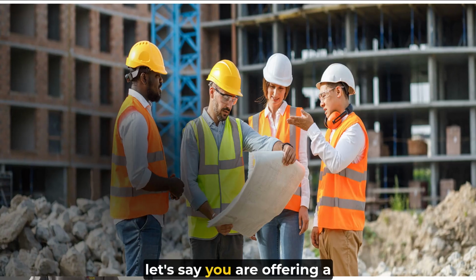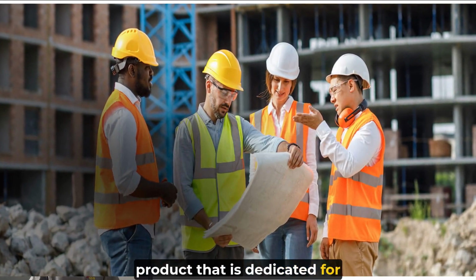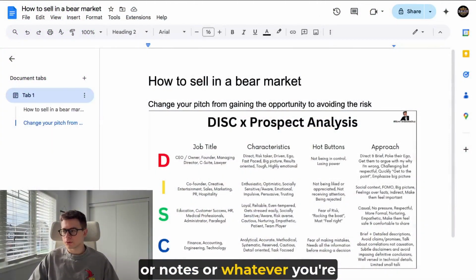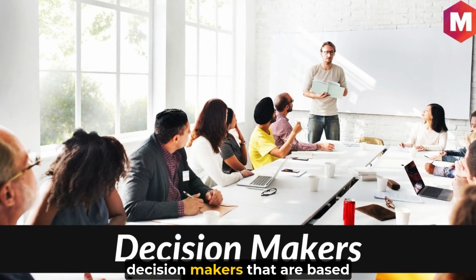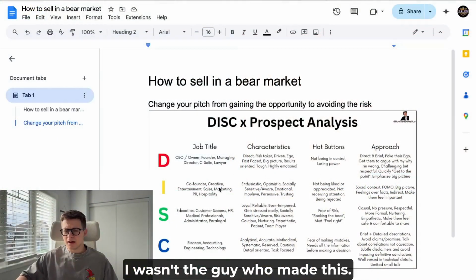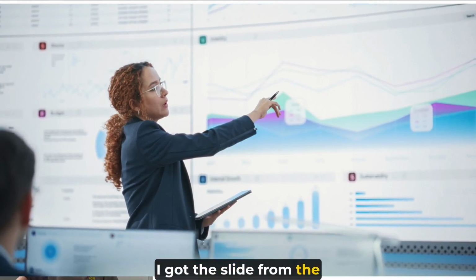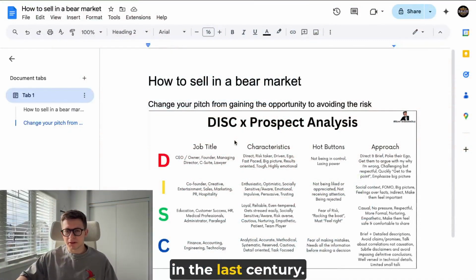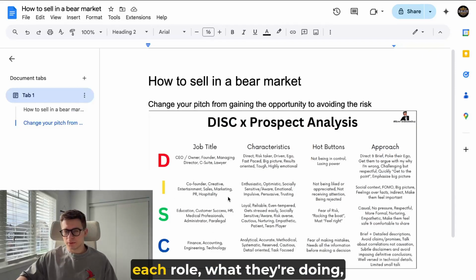So for example, let's say you are offering a product that is dedicated for engineers, some kind of Web3 API or SDK or nodes or whatever. You're typically selling to decision makers, and there is a special framework called DISC. I wasn't the guy who made this. I got the slide from the Bolt Sales guy, and DISC is a psychological model that was developed in the last century. Basically, the main idea is that it shows each role, what they're doing, what they really care about, where you should be pushing to get them to the deal, and the real approach of what you should be doing.